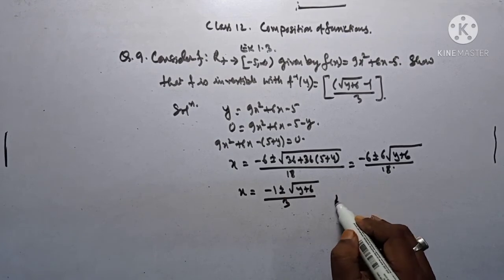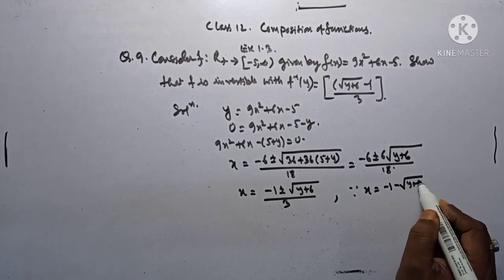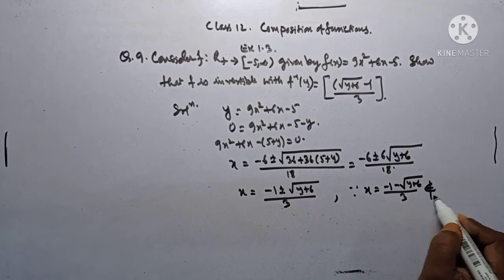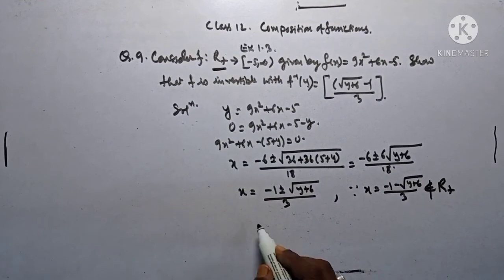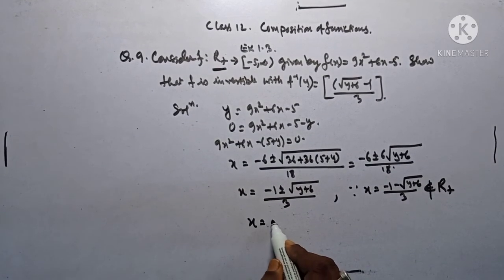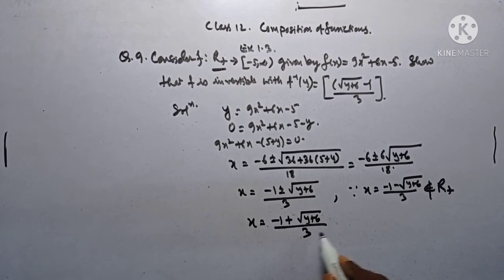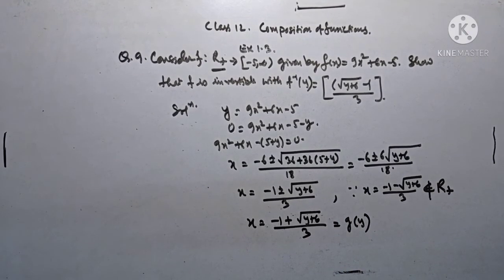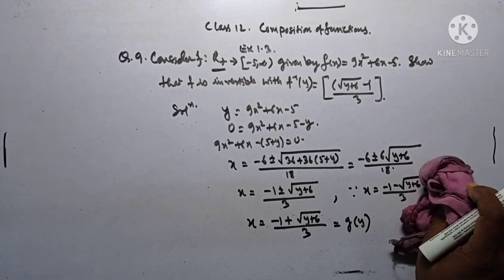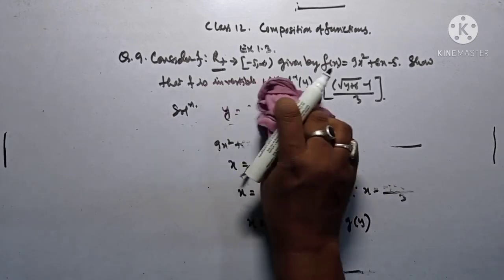Now here you see that x equal to minus 1 minus root y plus 6 by 3 does not belong to R plus, because R plus is given to you, so your x will be equal to minus 1 plus root y plus 6 by 3. This is your g(y). Now what I am going to do is find fog and gof.